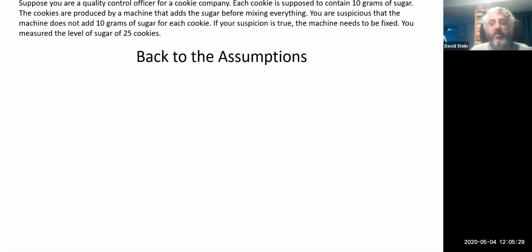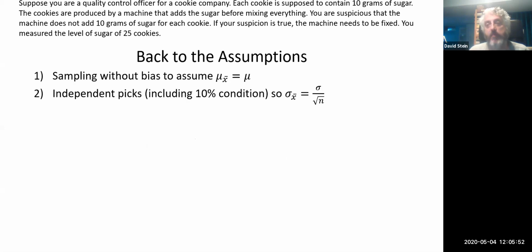But we never talked about the assumptions. And there's one part of the assumptions here that's a little bit tricky, so I want to go through that carefully with you. Okay, so let's look at the assumptions for a one sample t-test. The first one is the same. If we're sampling without bias, we assume that mu x bar equals mu, same as before. This is also the same: independent picks, including the 10% condition.